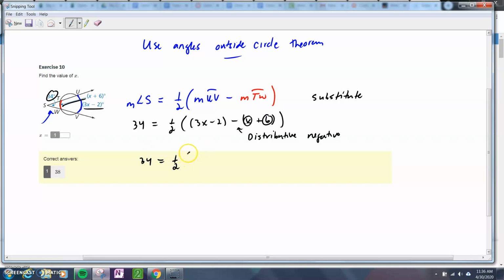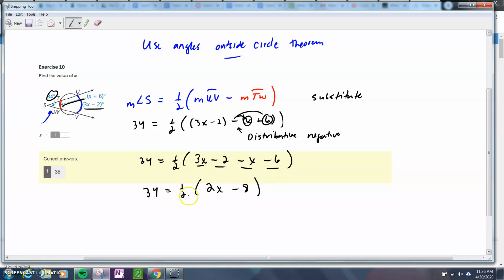34 equals one half. Nothing's really happening here. I'm just going to write out 3x minus 2. But here, I know this is minus x, and then this negative also gets distributed to the 6, so we're subtracting a 6 from this. Okay, let's clean it up one more time. 3x, subtract an x, that's going to leave me with 2x, negative 2 and negative 6. That's just adding negative 8 or subtracting 8.